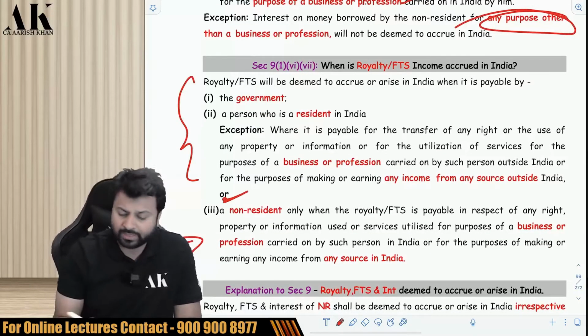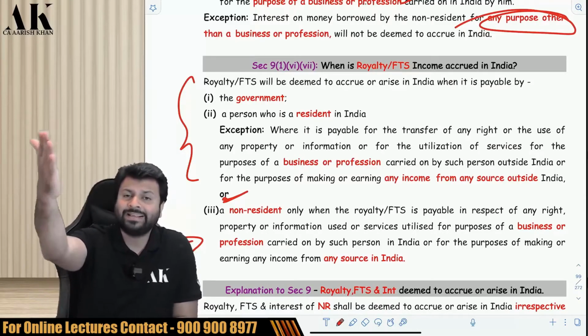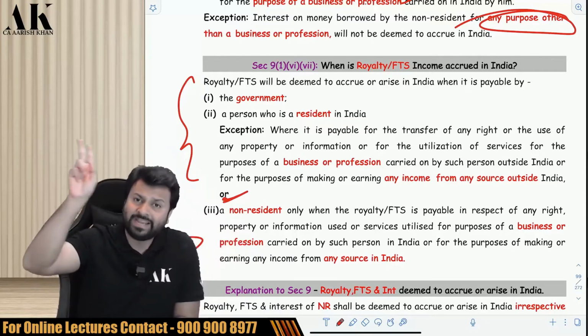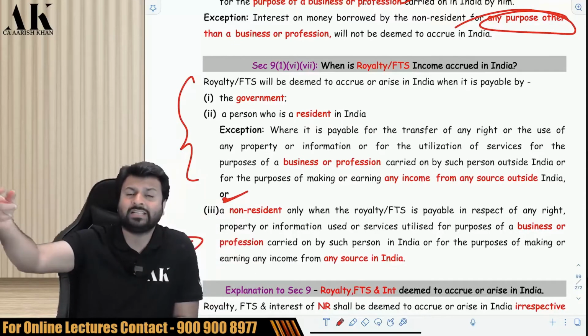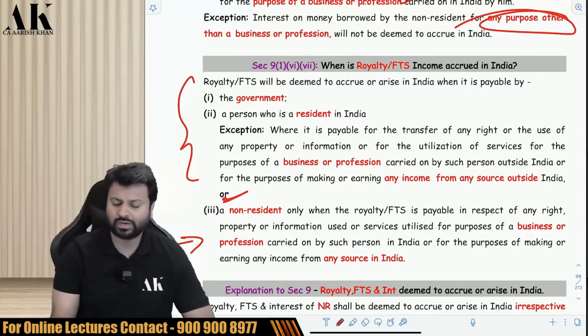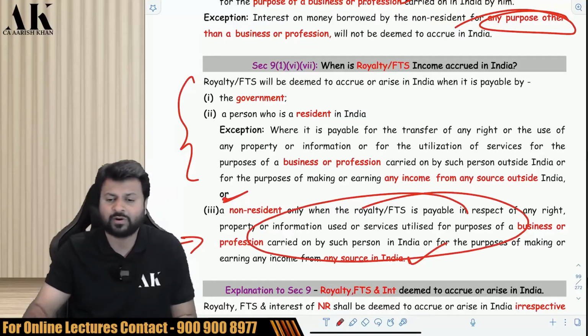But here the royalty point changes. If one NR gives services to another NR and that NR uses those services in India, either for business purpose or even for other purposes, which is not covered in interest, both the cases are subject to what? Deemed to accrue or arise in India. Check it please. So this is the point of differentiation between this point and the previous point. You can check it please.